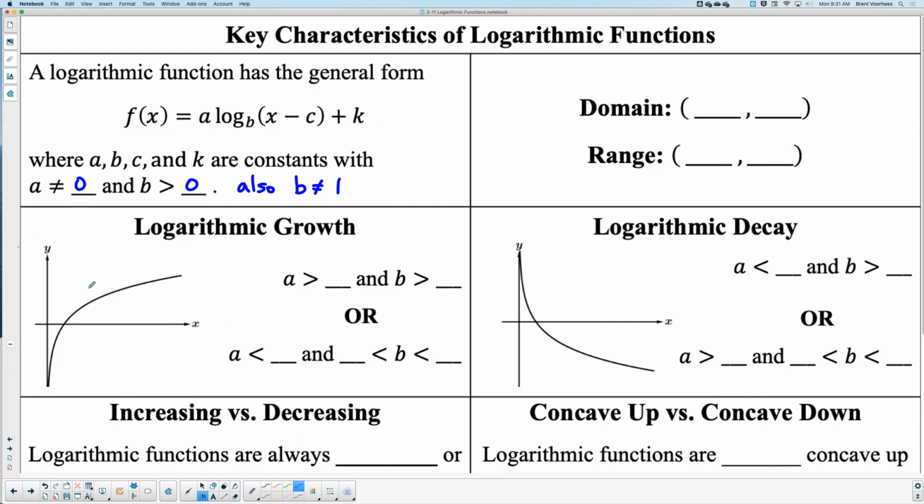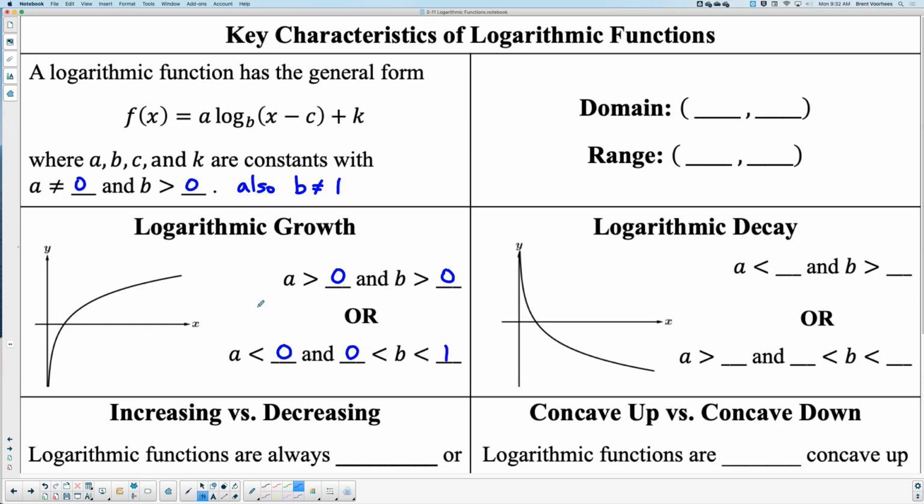Okay, let's look at this graph here of logarithmic growth. Here, what it's saying is that to be logarithmic growth, two things need to happen. First, what makes something growth is if A is greater than 0 and B is greater than 0. Now, if A is greater than 0 and B is greater than 0, we'll have logarithmic growth. Okay, now there's another way you can have logarithmic growth, and it's a little bit different. Now, instead of A being greater than 0, A could be less than 0, meaning negative, but then the base has to be between 0 and 1.